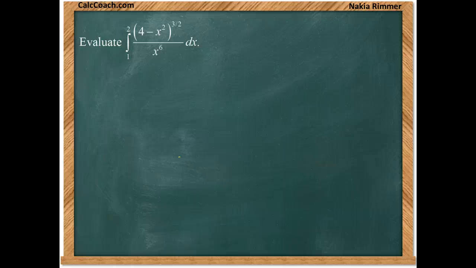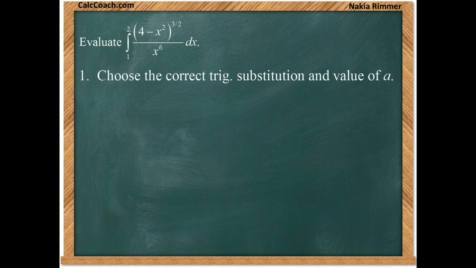Evaluate the integral of 4 minus x squared to the 3 halves, all divided by x to the 6th, from x equals 1 to x equals 2. The first thing we have to do is make sure that we choose the correct trig substitution and the correct value of a.